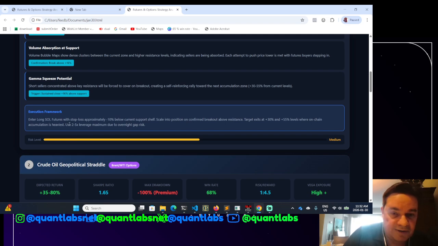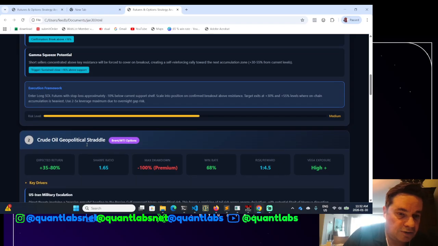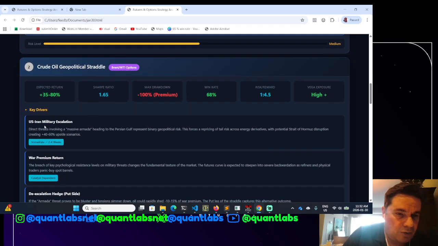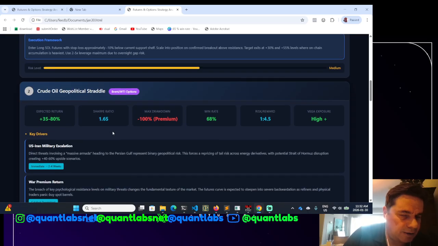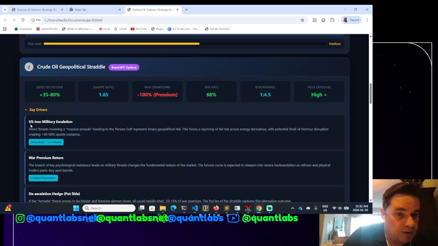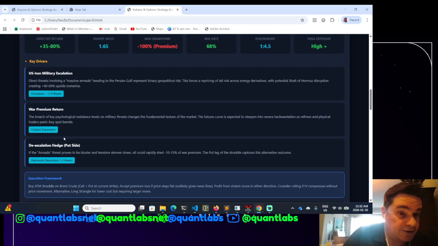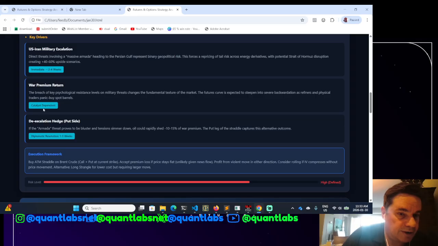Anyways, continuing along, we have the execution framework. Then we have another one here based upon oil, a geospatial straddle for an option trade. We have here obviously the potential of a U.S.-Iran military escalation, so that's built in from the last 24 hours of the news cycle. Or premium return, so there's a trade opportunity there.